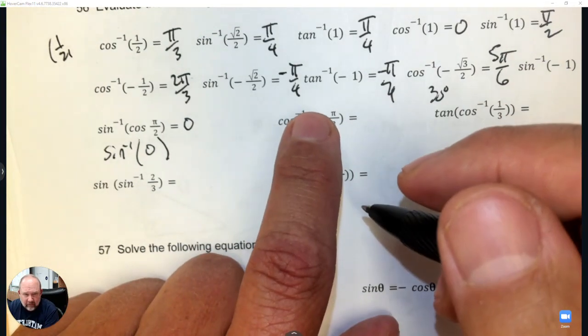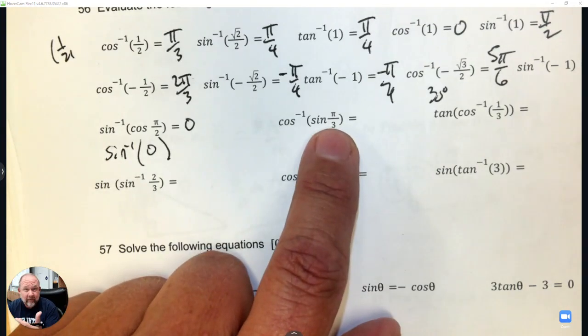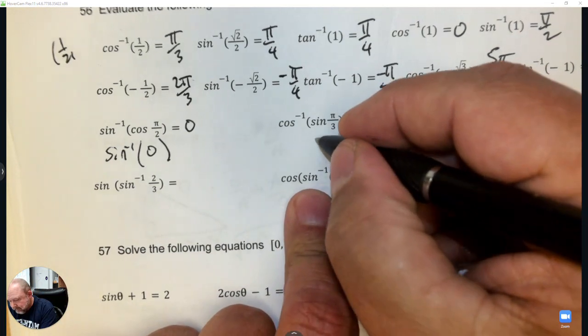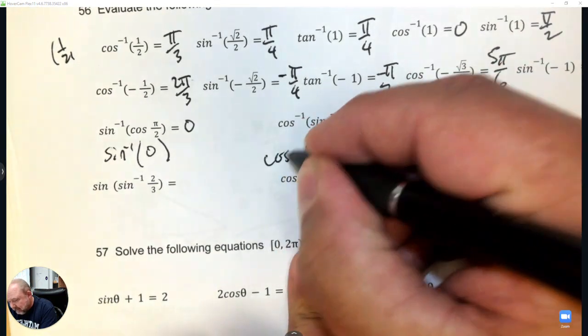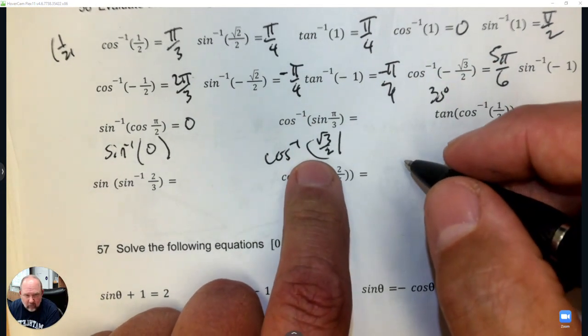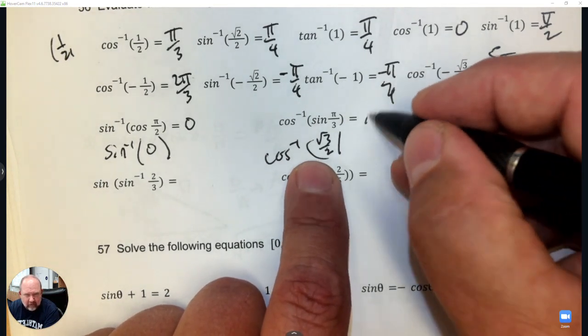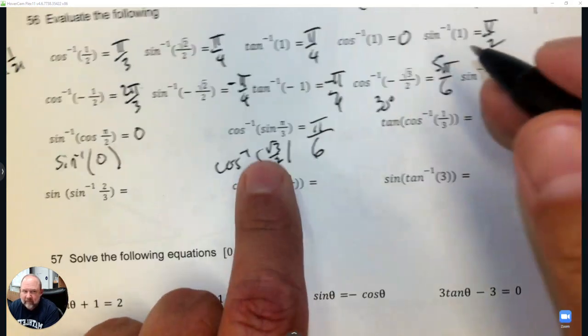Unit circle question, the value of sine at pi over 3. What's the y-coordinate there? 60-degree reference angle. It's root 3 over 2. Then, what angle is the x-coordinate root 3 over 2? That's a 30 degree. So this is pi over 6.